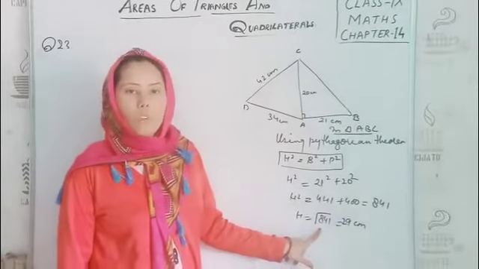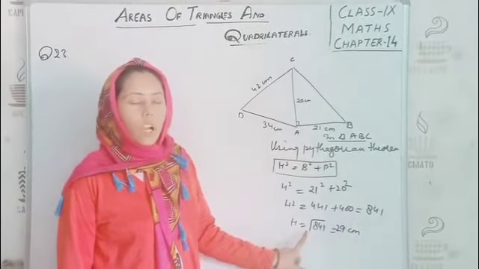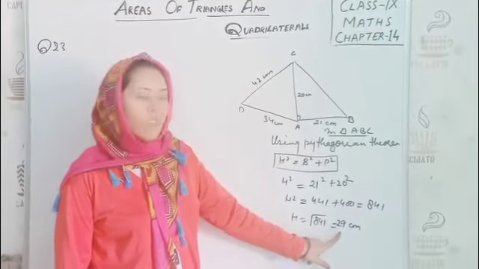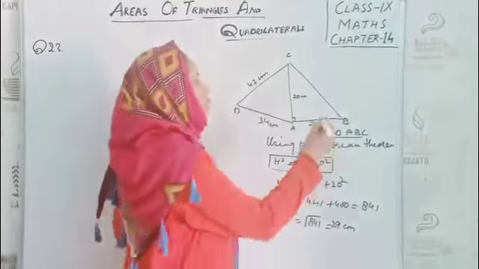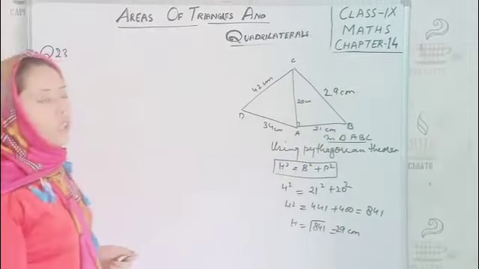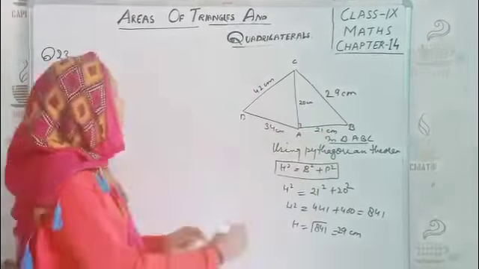When the square is removed, the root is applied on the opposite number, so hypotenuse is equal to square root of 841 which is equal to 29 centimeter. So you will get BC as 29 centimeter. Now they said you to find the perimeter of the quadrilateral. Perimeter means sum of all sides.